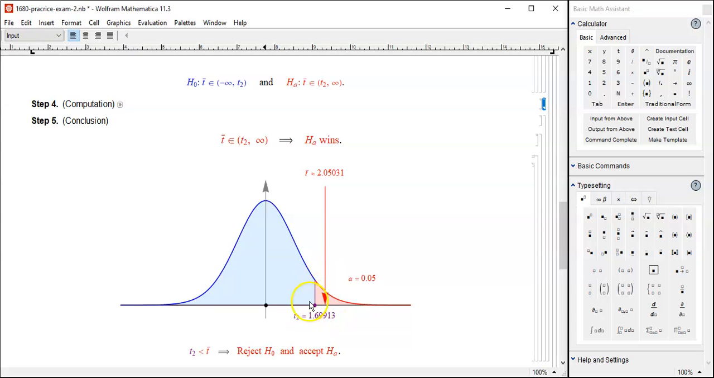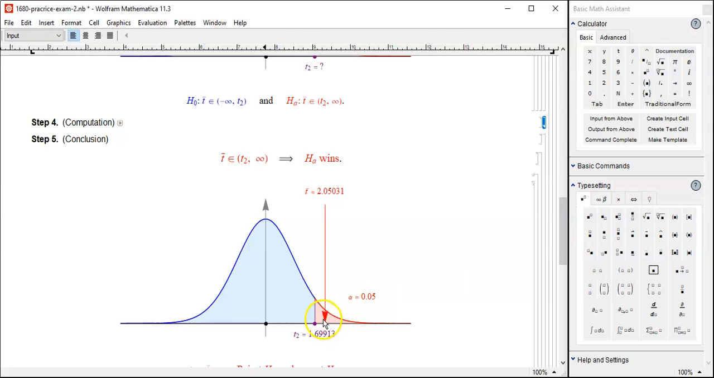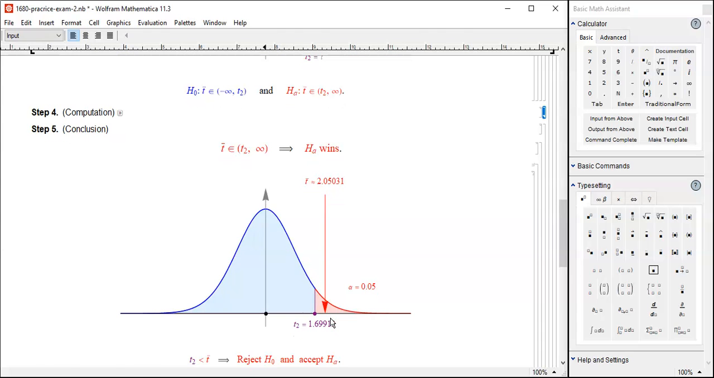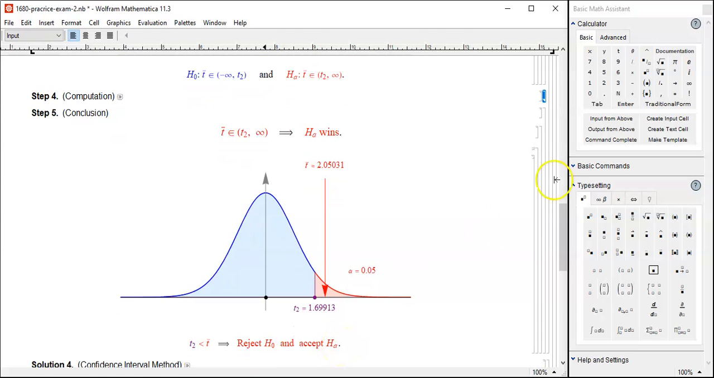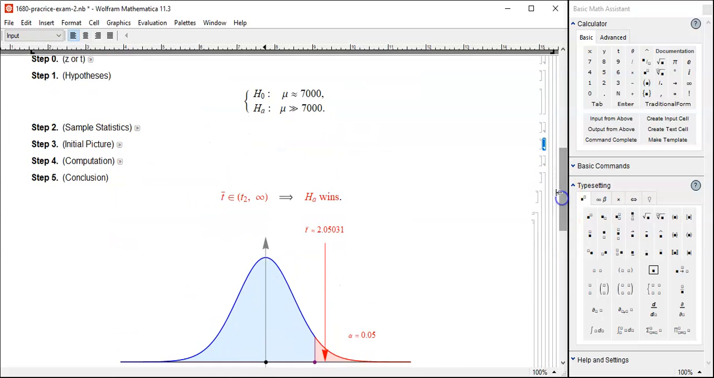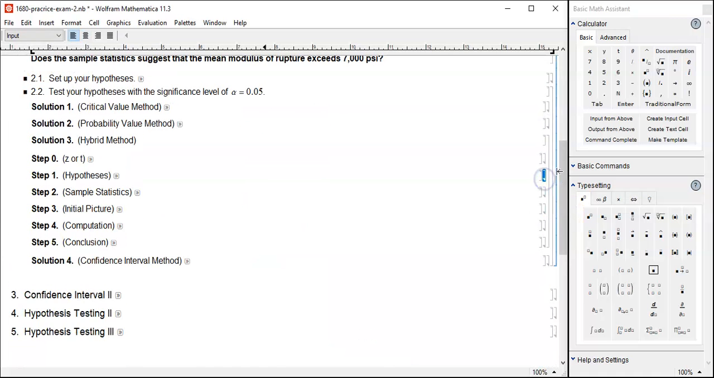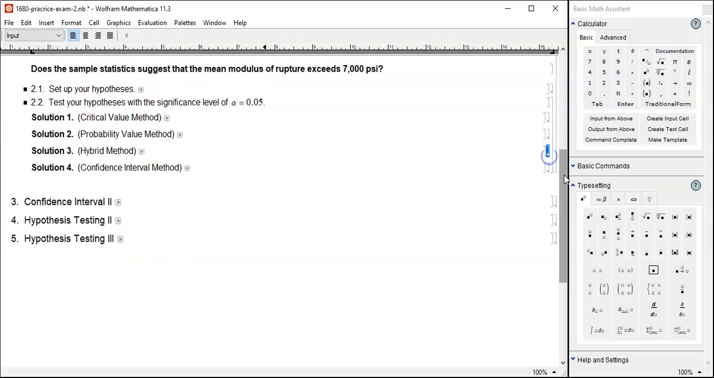1.699 is the critical t-score, and the t-score you calculated from the observed mean was 2.05, and it falls in the red region. So the alternative wins, and we reject null and accept alternative. How do you like this method? Do you like it? I don't, but our textbook author calls it a classical method, and he explains it. It's okay, but in my opinion, it's just okay.